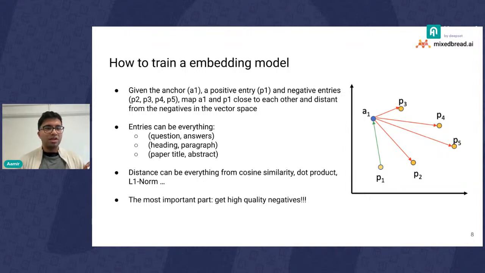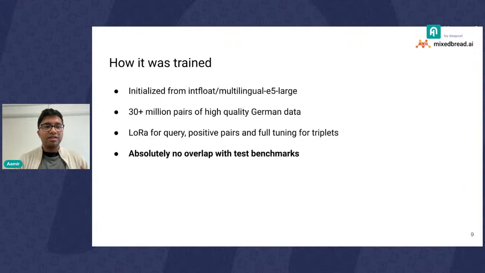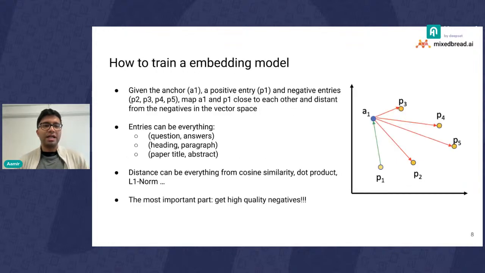By doing this, we try to teach the model to understand the real world and understand what's really relevant. The most important part here is to get high quality negatives. If you get really good hard negatives, meaning cases where the model has issues understanding whether something is further away or closer, it will learn a better representation of that information.